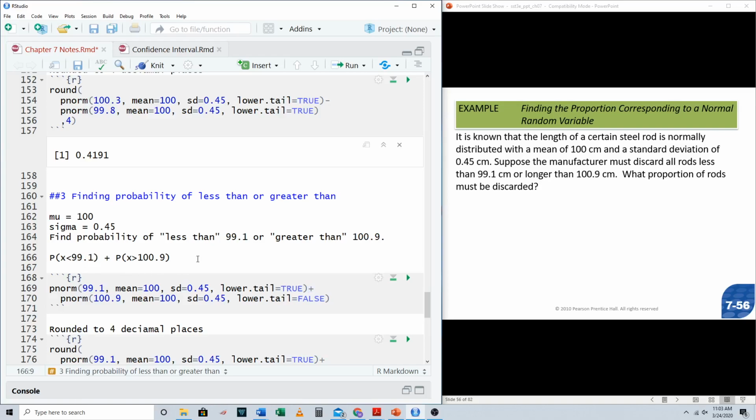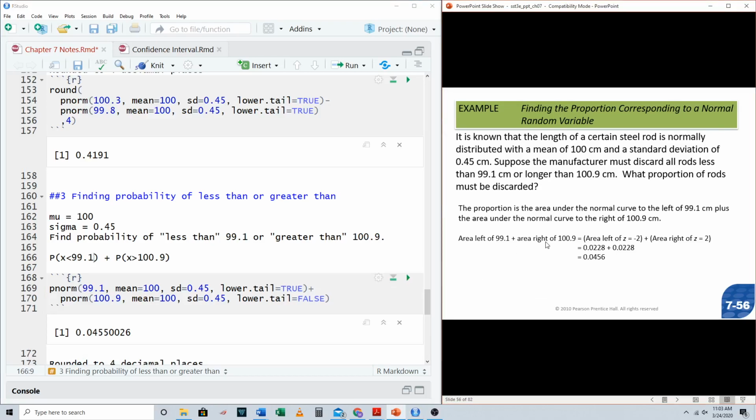Okay. So again, we just do the P norm of 99.1, mean, standard deviation, lower tail is true. Now, since it says greater than, P norm of 100.9, mean 100, standard deviation of 0.45, but lower tail equals false for greater than. Basically, every time it's greater than, lower tail equals false. And again, we just add. And again, we want this rounded to 4 decimal places.